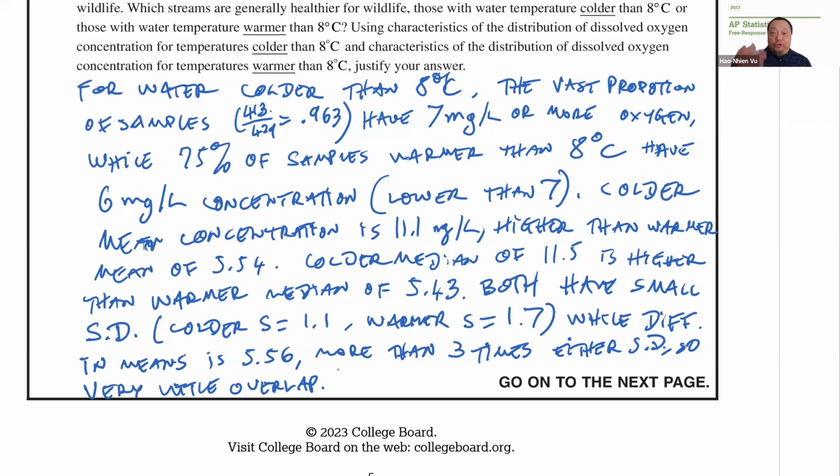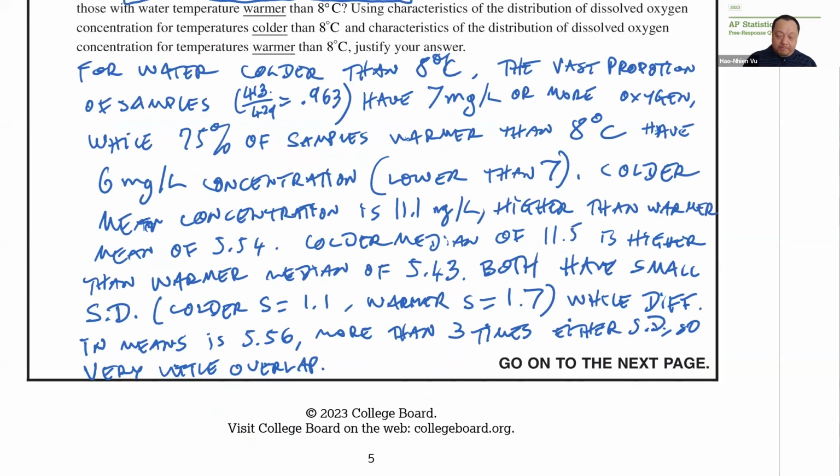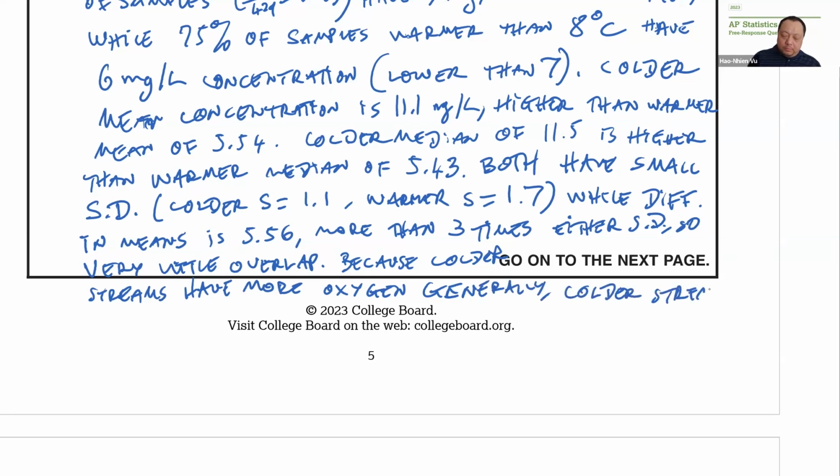Now I have to answer the actual question asked. The question asks, which streams are generally healthier for wildlife? I have to answer that. Because colder streams, I'm adding more words now because I really want to put in a lot of comparison words. More oxygen generally. I'm using the word generally because it's in the question. Colder streams are generally better for wildlife.